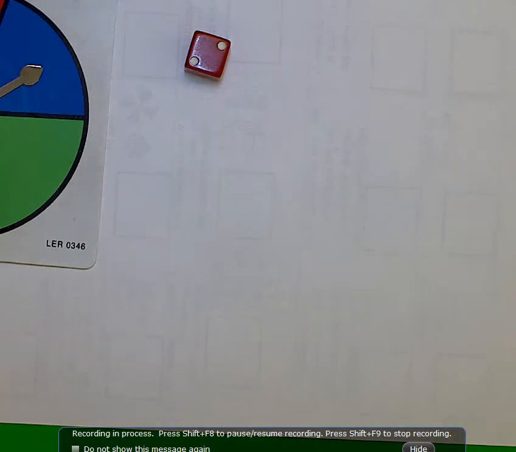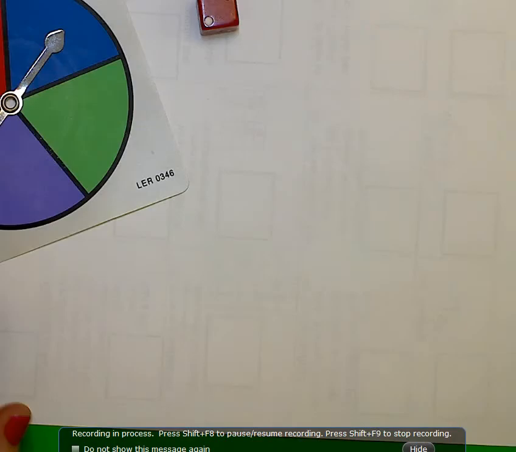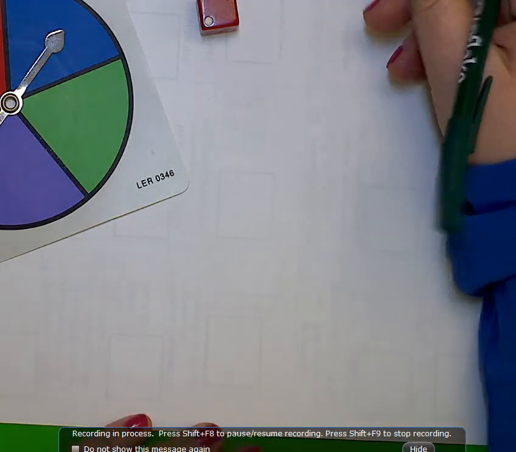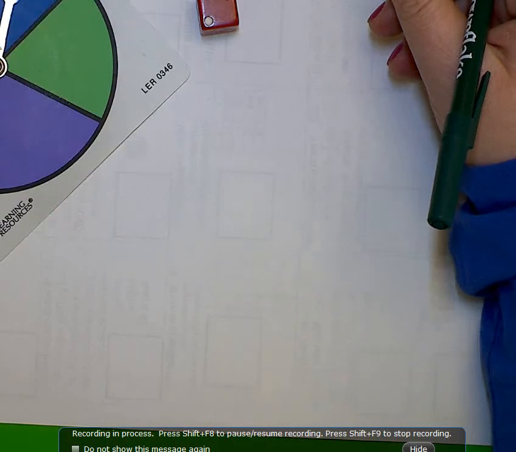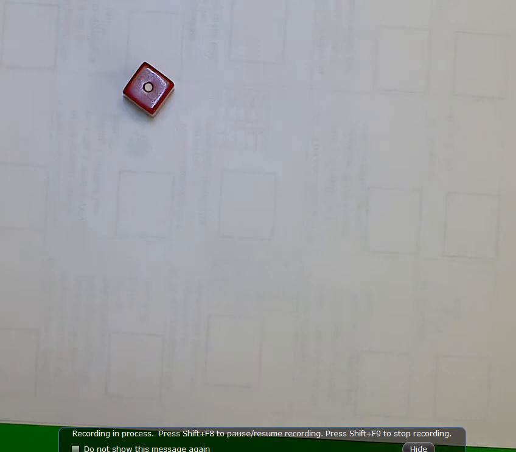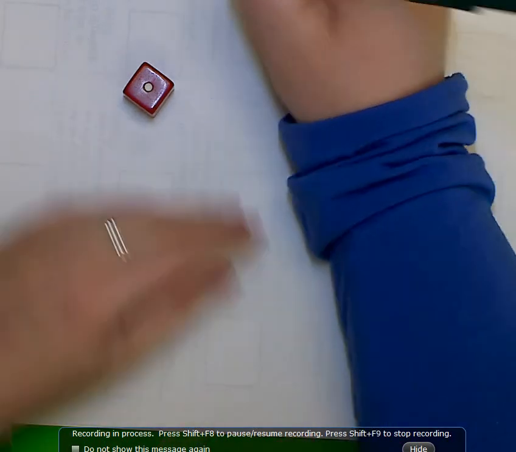Okay, I'm going to give you a little tutorial of how to find the theoretical probability for compound events. First, let's practice by finding the probability of a simple event. What would be the probability of rolling this dice and landing on, let's say, the number 4?